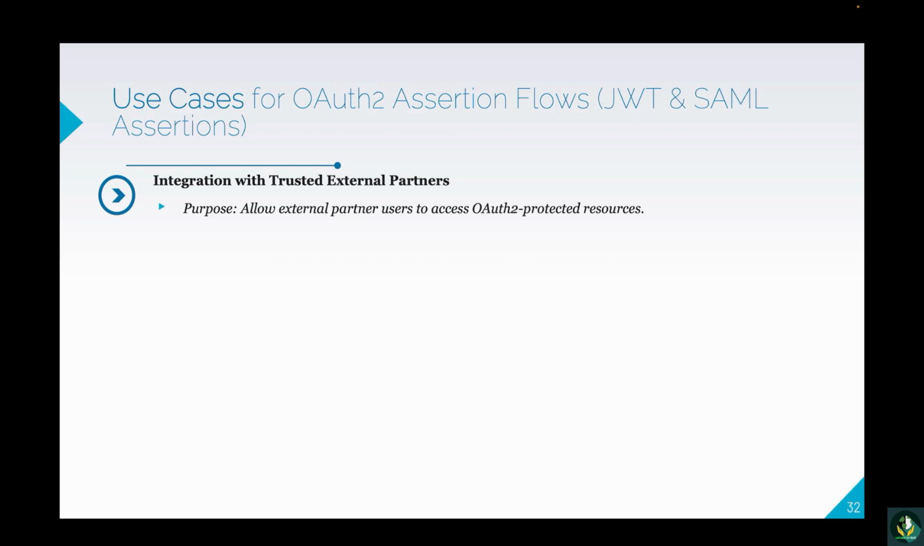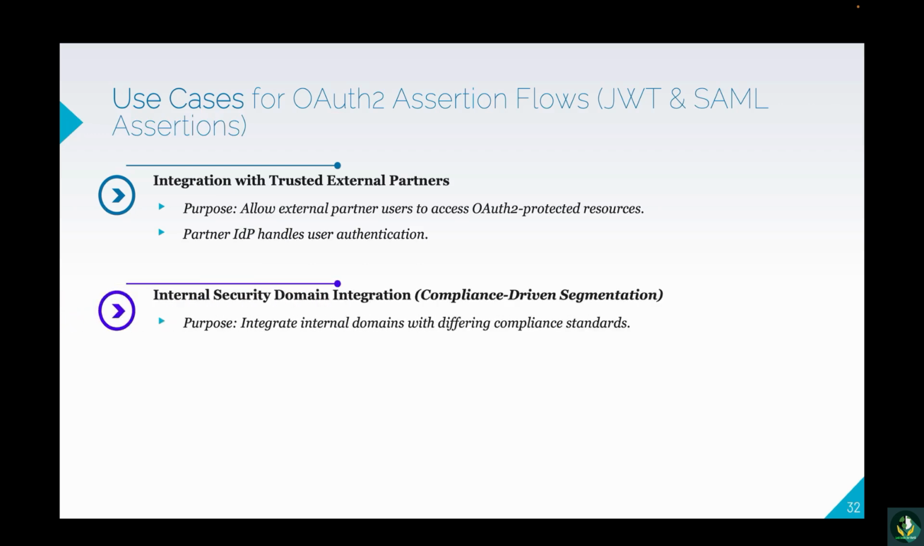The purpose here is to allow external partner users to access your OAuth 2 protected resources. In this scenario, the partner's identity provider is responsible for handling user authentication. This ensures that external partners can use their own authentication systems while still being granted access to resources within your security domain.